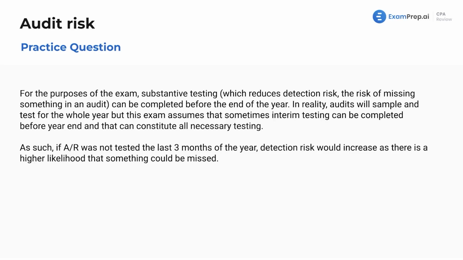So you try to do testing before the busy season hits, and you can get a jump start on it. But if you test something earlier on and not closer to the end date, then there's a risk that because you tested it early on, something else could happen later. And as such, oh no, problems occur. So in reality, audits will sample and test for the whole year, but the exam assumes that sometimes interim testing can be completed before year end and can constitute all necessary testing. In reality, if you do interim testing, you're still going to test end of the year. The interim testing just bolsters your whole audit.